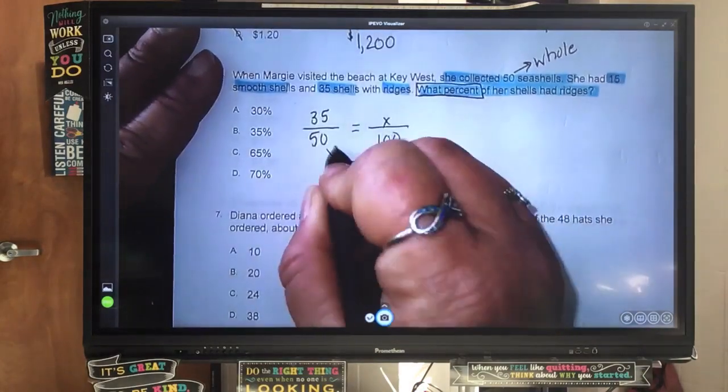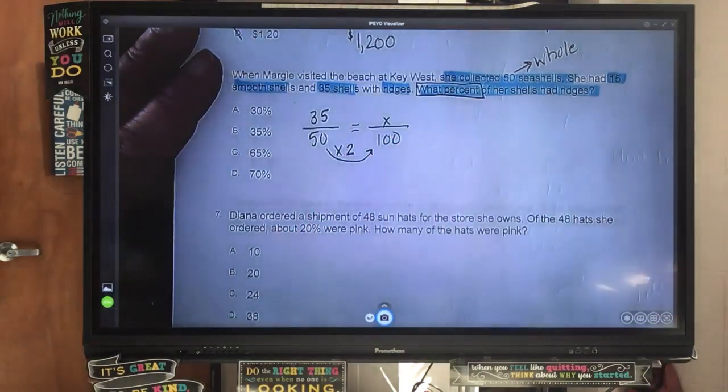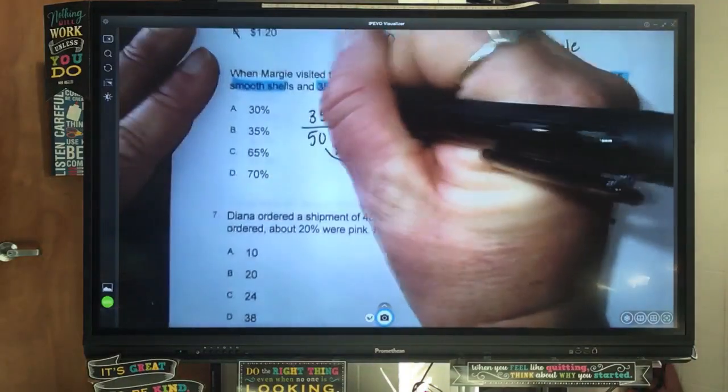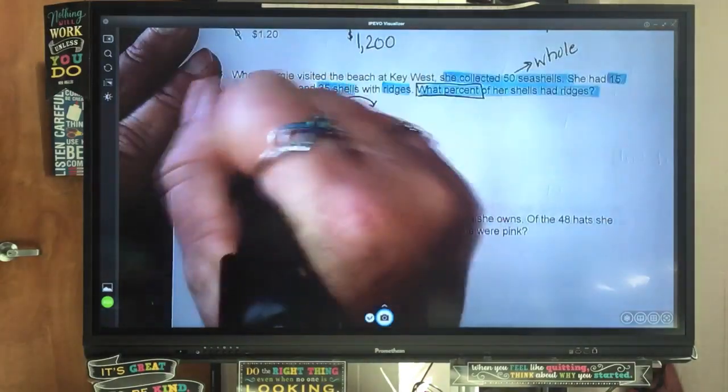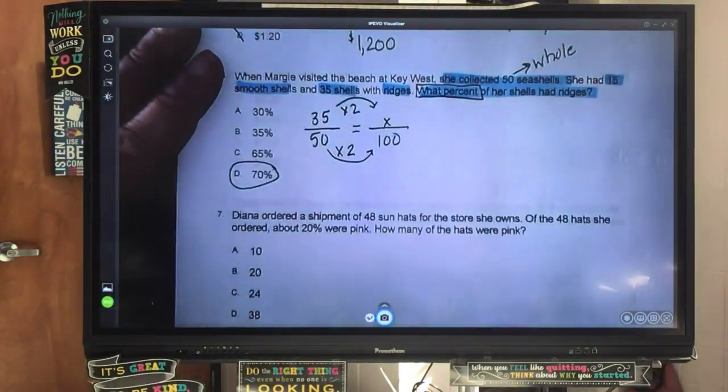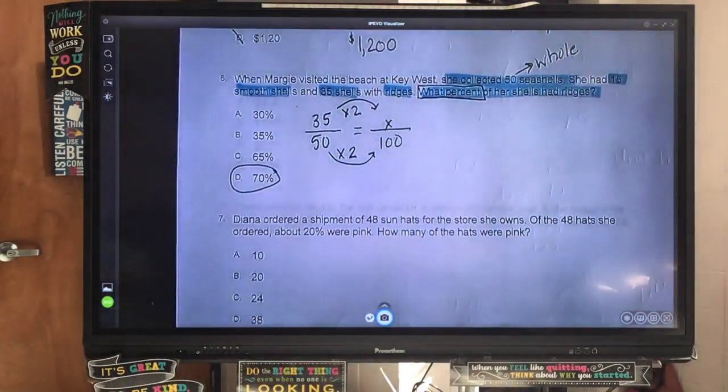And then the 35 times 2 as well, that gets 70%. And then the smooth shells, I did 15 times 2. Then 70 plus 30. Okay, you're doing too much. I'm gonna stop you right there. Easiest way to solve this problem, side to side, multiplying by 2.